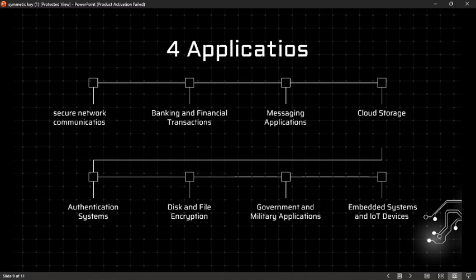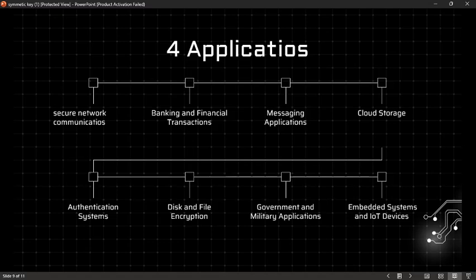Okay. Secure network communication. It makes our network more secure than before by converting data into encrypted form, so an unknown person cannot breach it. Next, banking and financial transactions. Banking sectors also use encryption and decryption technology to keep their customer and transaction data confidential, so data cannot be leaked or hacked by an unauthorized person.